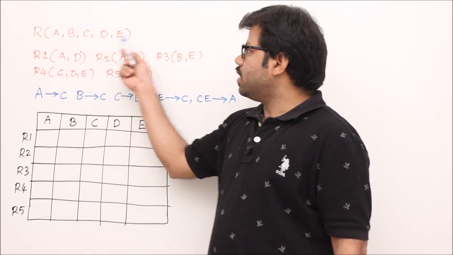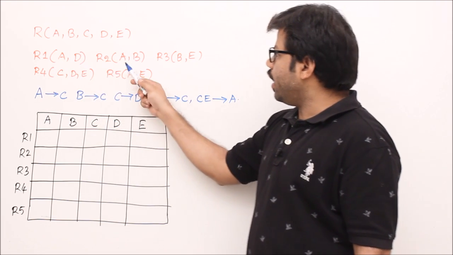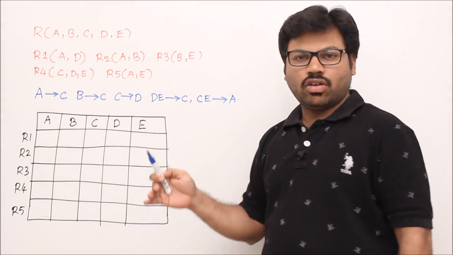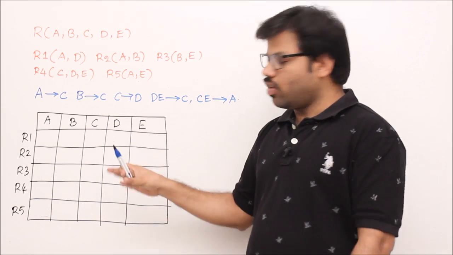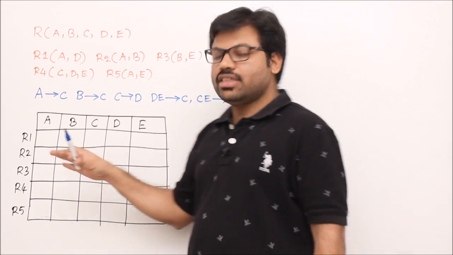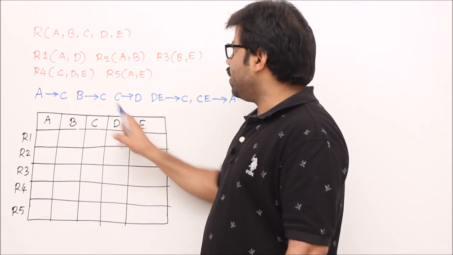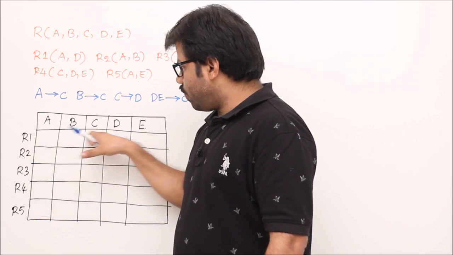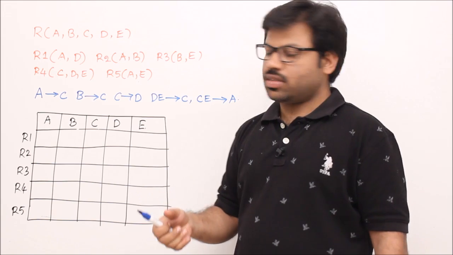That is R with attributes A, B, C, D, E, with 5 decomposed tables: R1 is AD, R2 is AB, R3 is BE, R4 is CDE, R5 is AE. So these are the following rules. Now the question: is such a decomposition lossless or not? We have the Ullman algorithm, let's apply it. First we initialize this matrix. So how many columns did I take? A, B, C, D, E. Each one represents one of the attributes in the table, and the number of rows represents the number of decomposed tables.